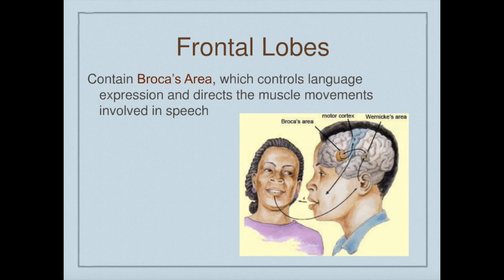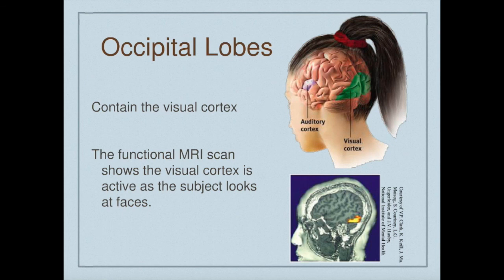And we've got Broca's area and Wernicke's area. Broca's area is located actually in the frontal lobe. A lot of people get that mixed up. They think that both of them are in the temporal lobe, but only Wernicke's is in the temporal lobe. Broca's is actually in the frontal lobe, and then the occipital lobe is just the visual cortex.